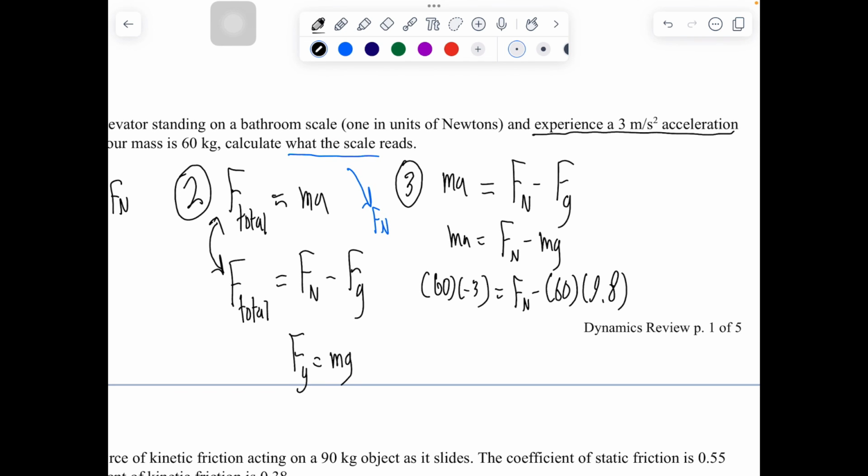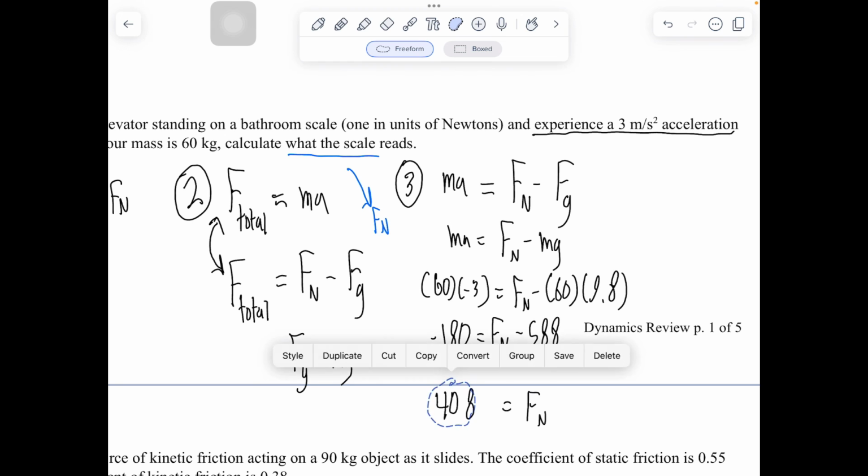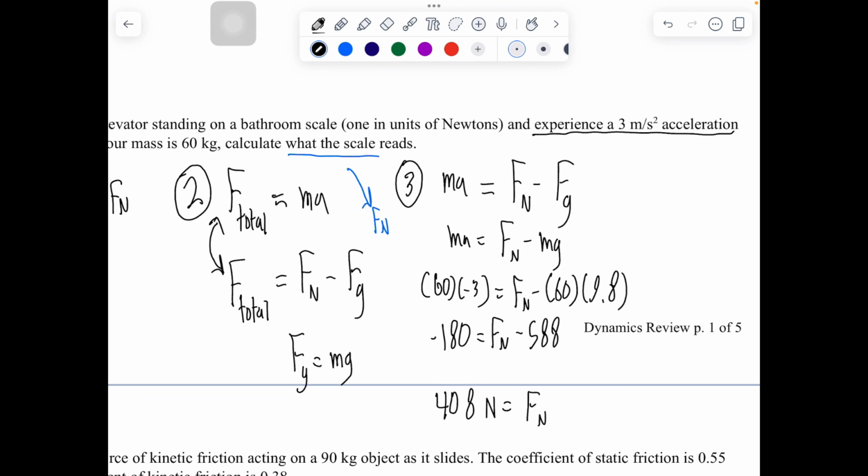Now we use our calculator and we can solve. We'll go through it, and you can do this as well, make sure you're getting the same answer. 60 times negative 3 gives us negative 180, equals our normal force minus 60 times 9.8, which gives us 588. Add our 588 over, and we find you get 408 is equal to your normal force. And of course, you should add in, it's a force, so we measure our forces in units of newtons.